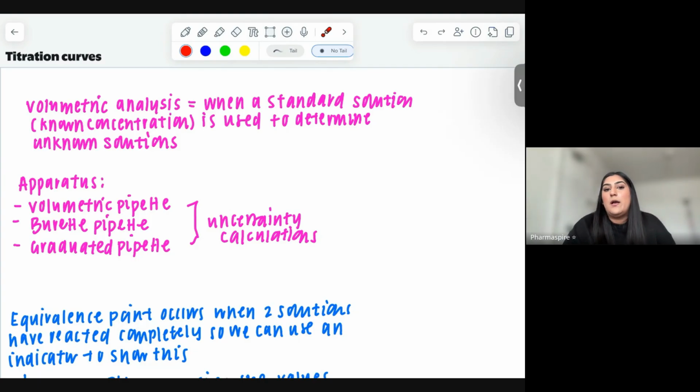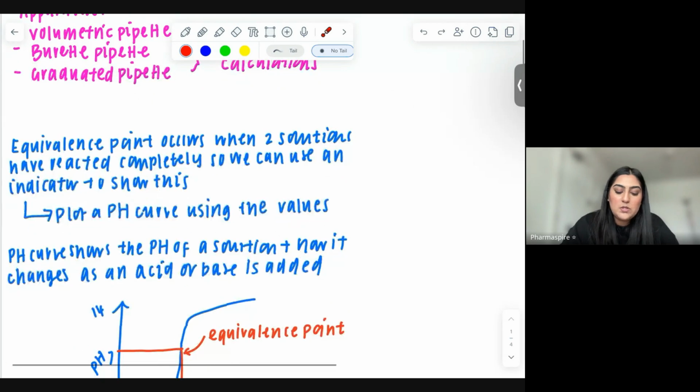They'll give you the uncertainty for each, maybe a pipette. They'll say, can you work it out for one of the titres? You look for how many times in the method they used it, multiply it, and then you should get your value. Then we're going to talk about equivalence points.